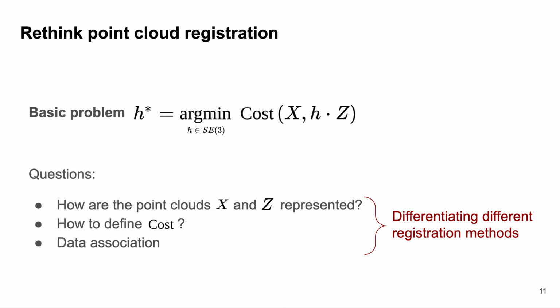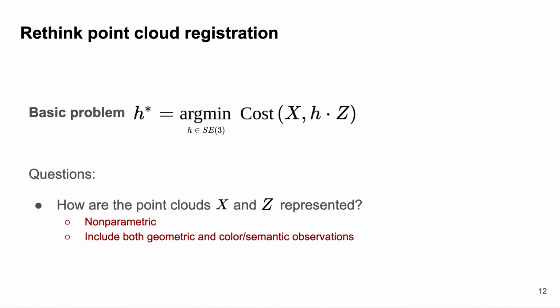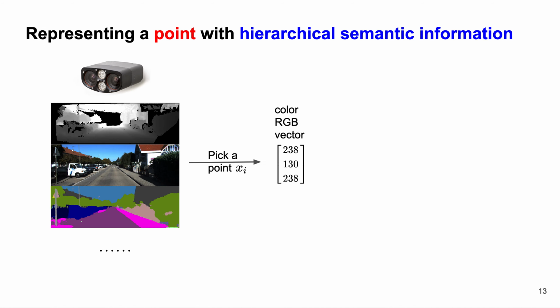Let's go back to our basic problem. We want to find a good representation for the two point clouds x and z, and we want to define a suitable cost function for them. Finally, we want it to be data association free. The two point cloud representations should include both the geometric and color semantic observations.